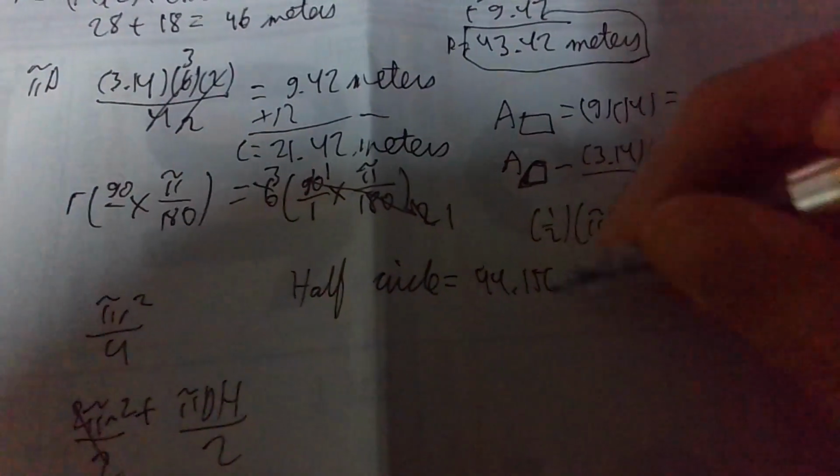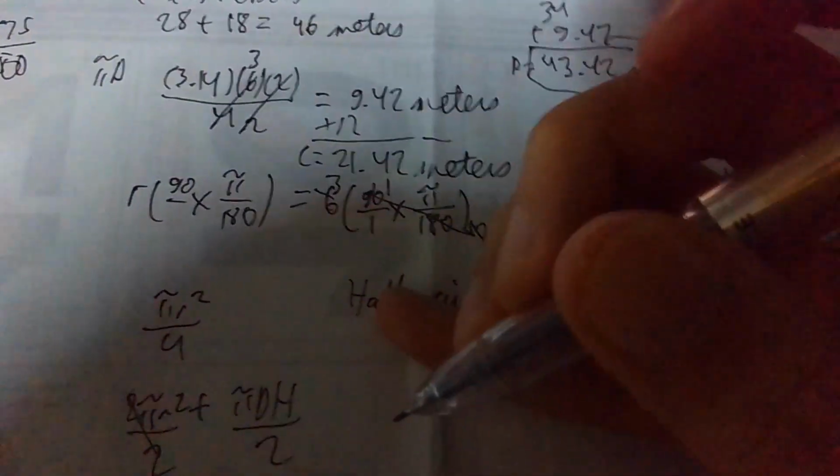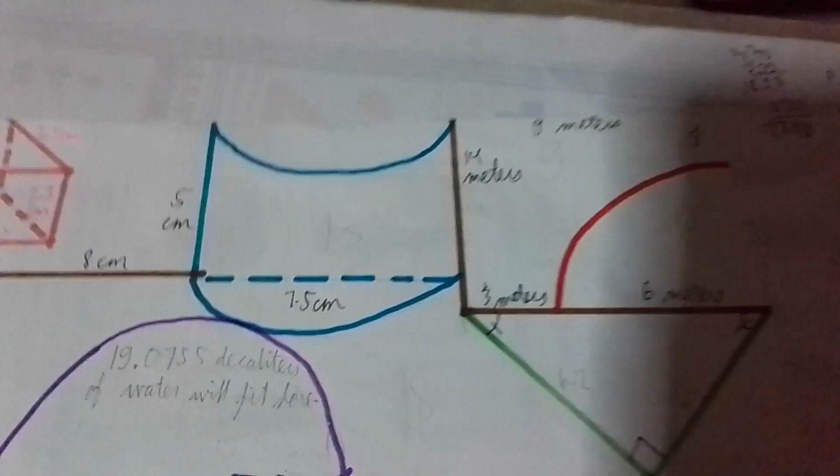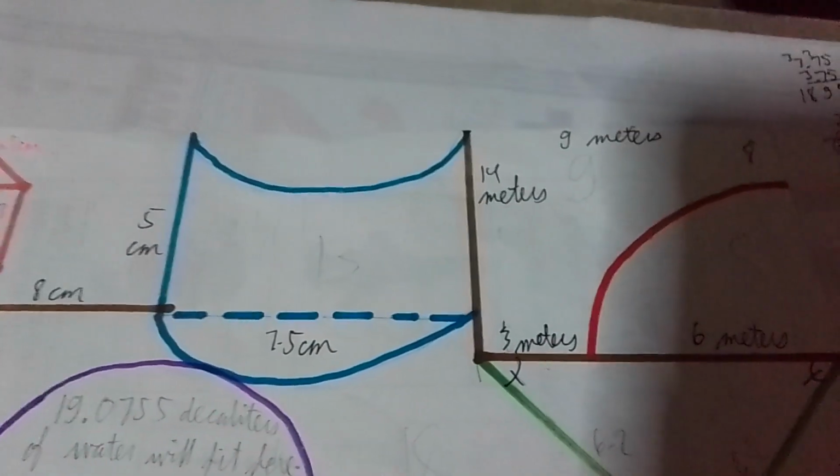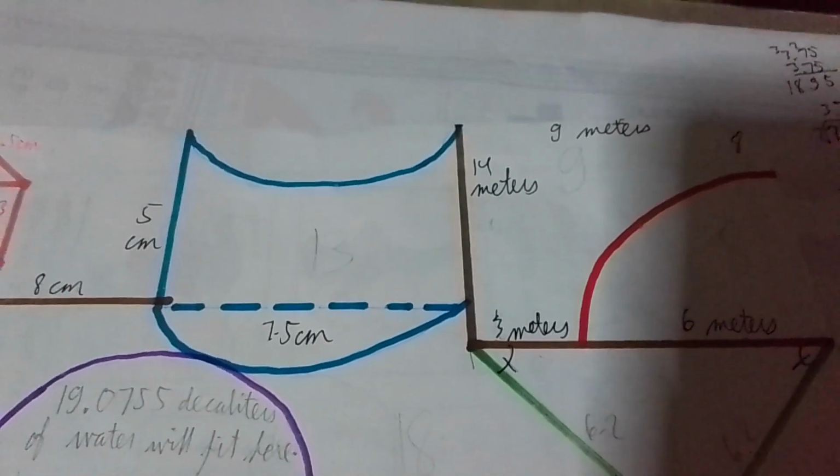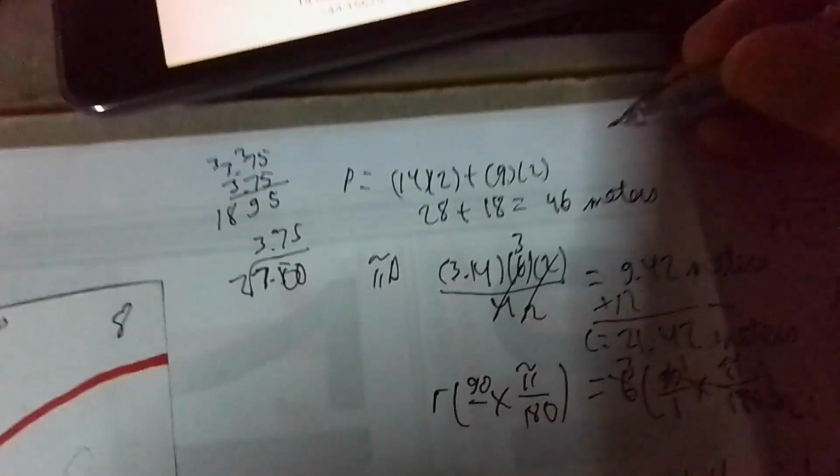Ano yung volume? 44.15625. Now, we need to get the curved part. For the curved part, ano yung formula? Pi times d times h divided by 2. So, ang gagawin namin, it's going to be like this.